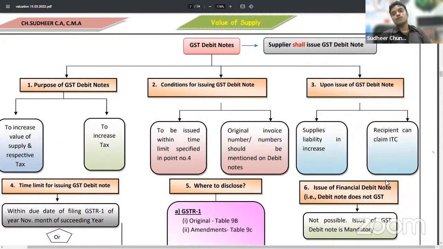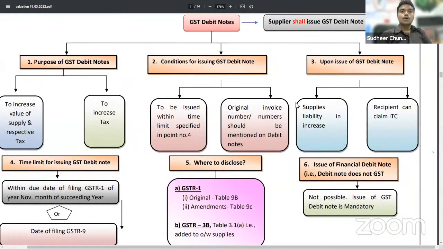Now I am entering into the GST debit note. Sir, why have we issued a credit note? To reduce the value. So now, to increase the value, we issue a GST debit note. Here, if you see, the purpose of a GST debit note is to increase the value of the supply, in respect of taxes, or to increase only taxes.